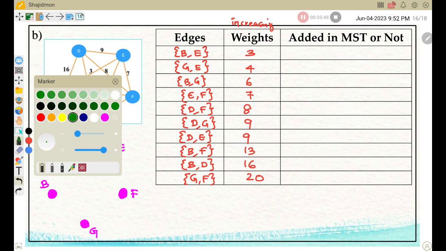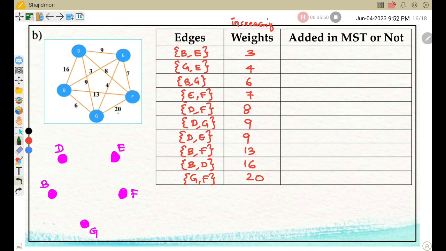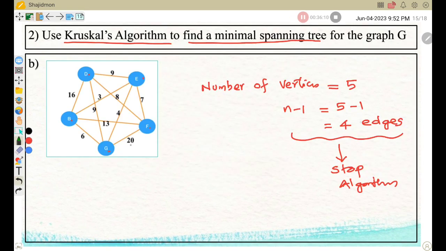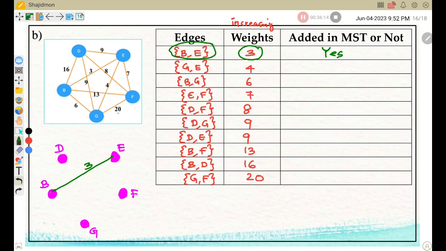Okay, now we are starting to add the edges to the minimum spanning tree. So first take the minimum weight, that is 3. Can we add 3 to the minimum spanning tree? BE, that is BE, correct? So I am drawing BE. No problem, we can add. Weight is 3. So yes. Like that, how many edges we need to add? 4 edges, okay? We need to add 4 edges without simple circuit, okay?